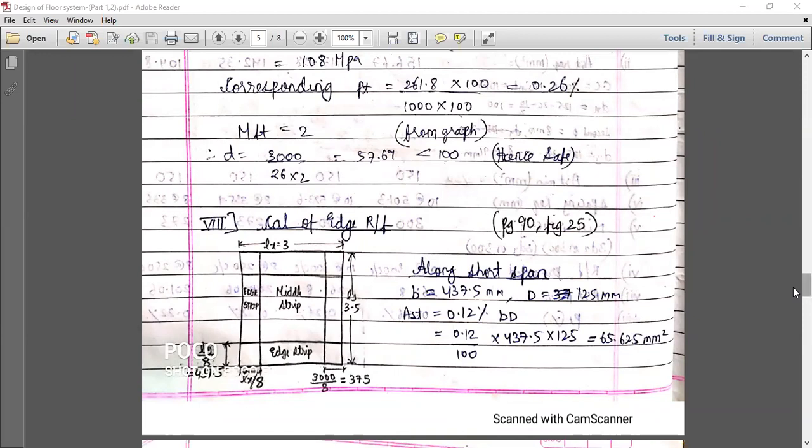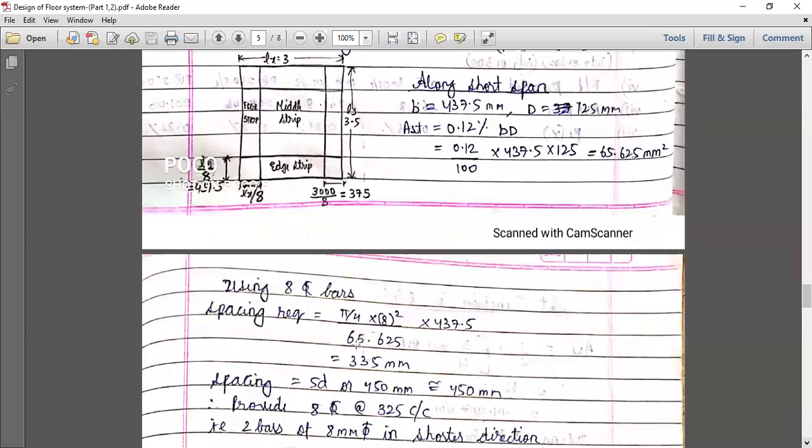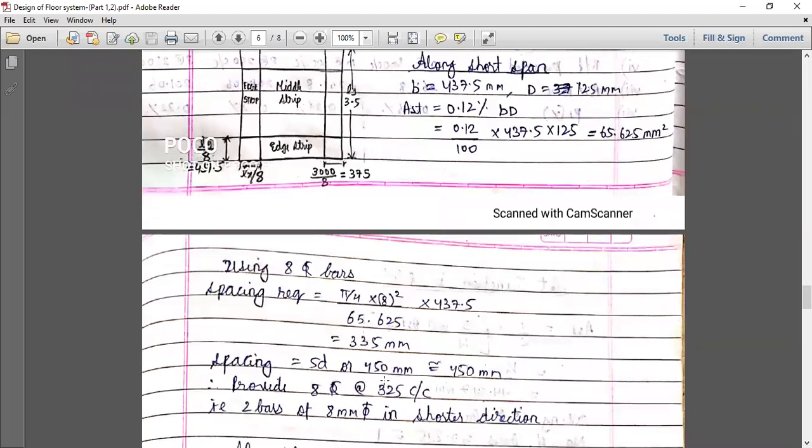So we will find out the steel, and we get AST. Now, since we have the area of the steel, selecting a suitable diameter, we have to find the spacing. Let us assume 8 mm diameter bars. The spacing required is 335. The criterion is 5D or 450, whichever is less. Therefore provide 8 TOR at 325 mm center to center.